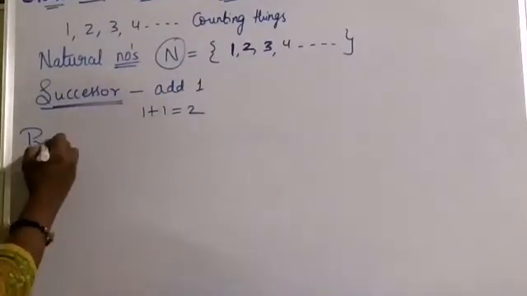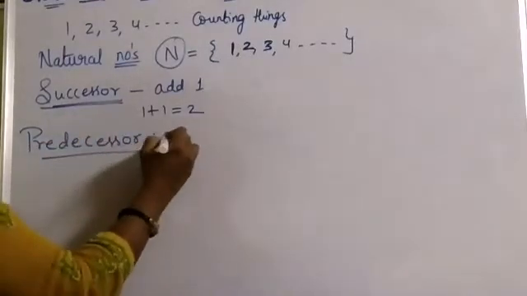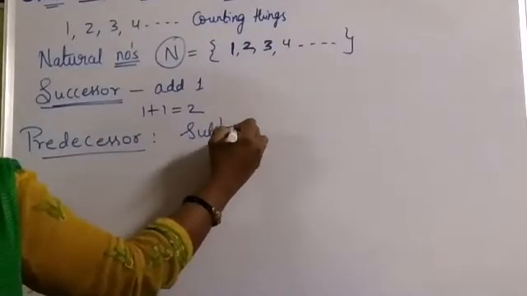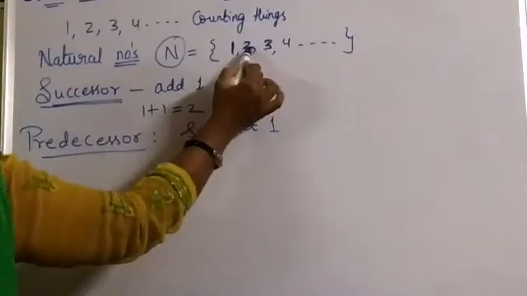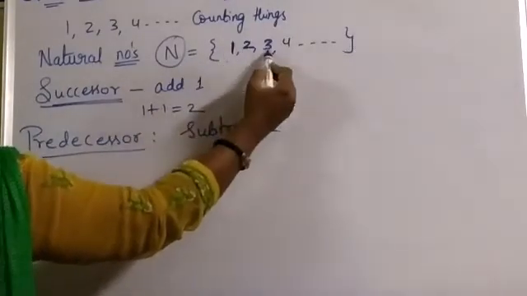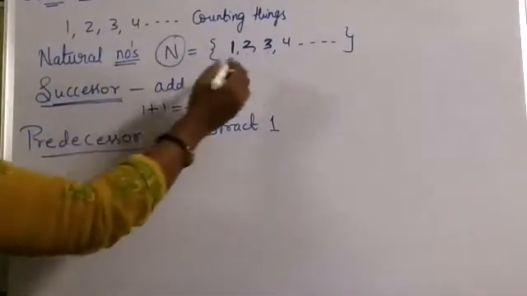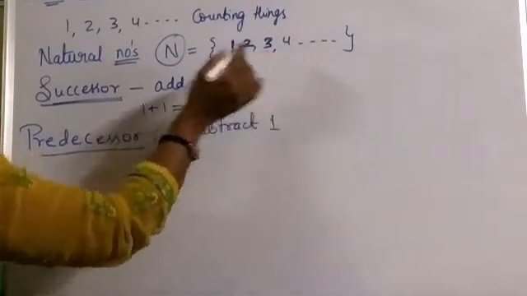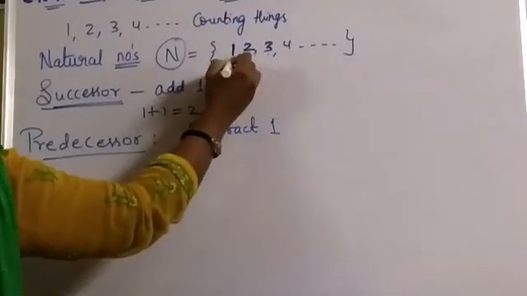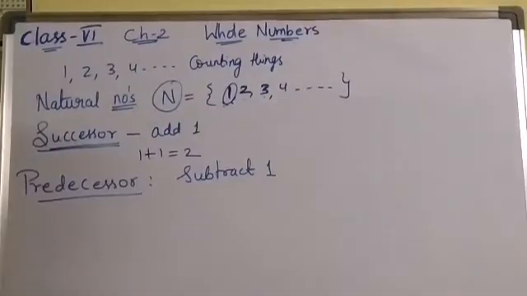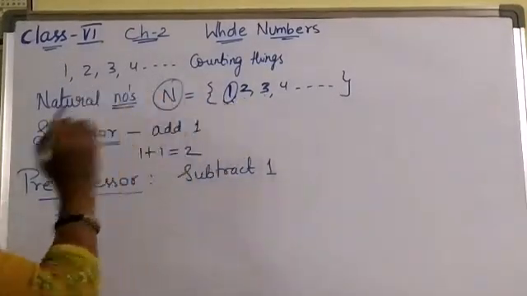Then what is a predecessor? Predecessor is nothing but subtracting 1. What is the predecessor of 2? 1. What is the predecessor of 3? 2. Coming to natural numbers, every natural number has a successor, and every natural number except 1 has a predecessor.